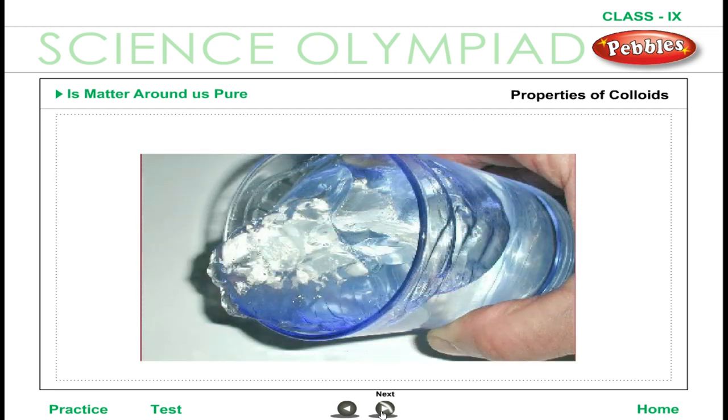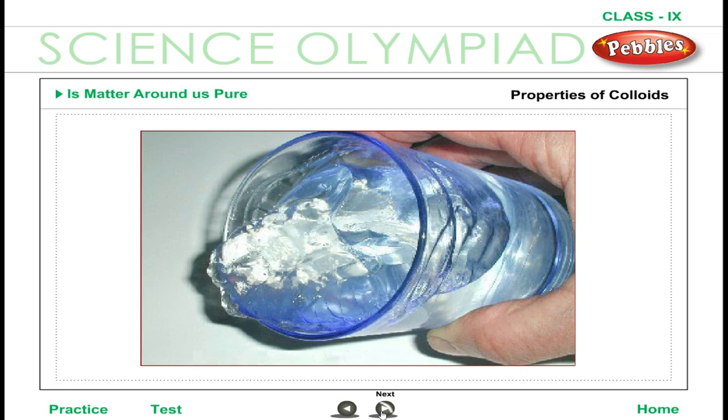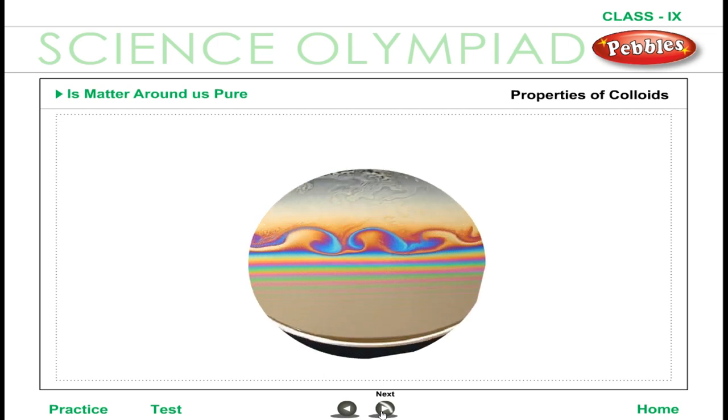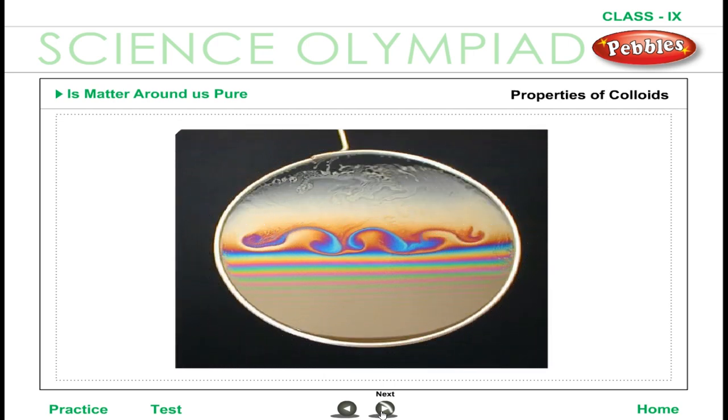Properties of colloids. A colloid is a heterogeneous mixture. The size of particles of a colloid is too small to be individually seen by naked eyes. Colloids are big enough to scatter a beam of light passing through it and make its path visible. They do not settle down when left undisturbed. That is, a colloid is quite stable.